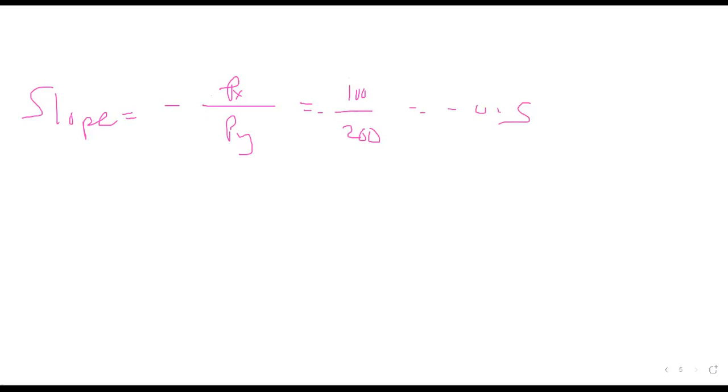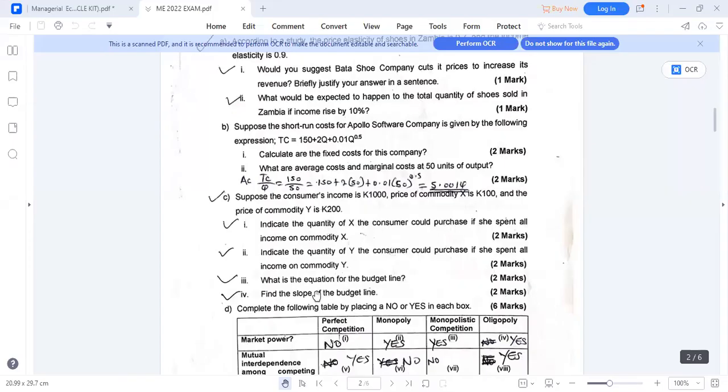So this is the way the paper came out, and it was very easy. So this is 2 marks. These were 8 free marks.